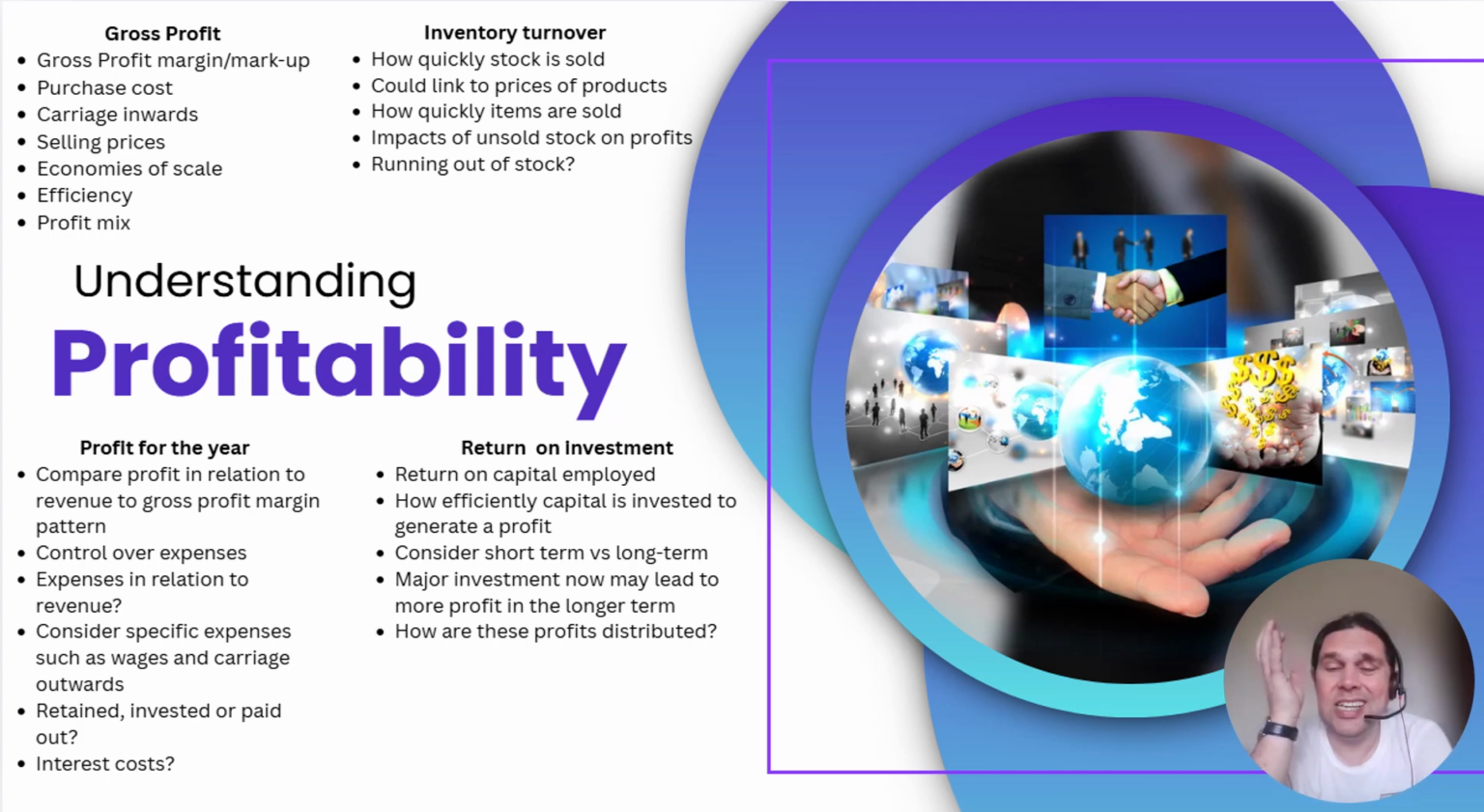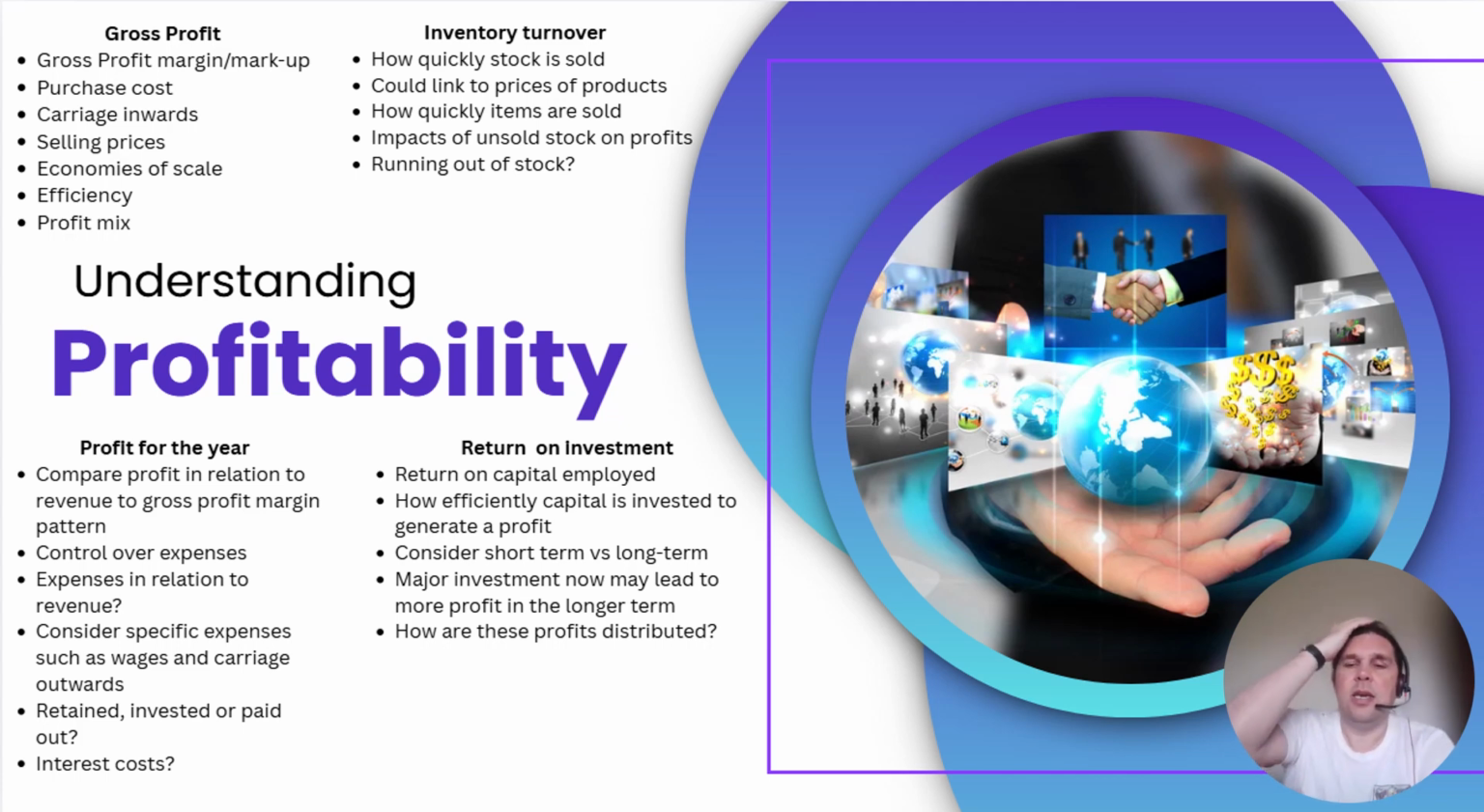Profit for the year, so that's potentially more important, the overall profit that a company or business generates. So we want to compare the pattern for profit in relation to revenue to the pattern for gross profit margin. There was an essay from quite a few years ago where the gross profit margin was falling by around 8% and the profit in relation to revenue around 4%. So what that's saying is, yes, profitability is declining, but the impact's clearly gross margin related, not profit in relation to revenue related.